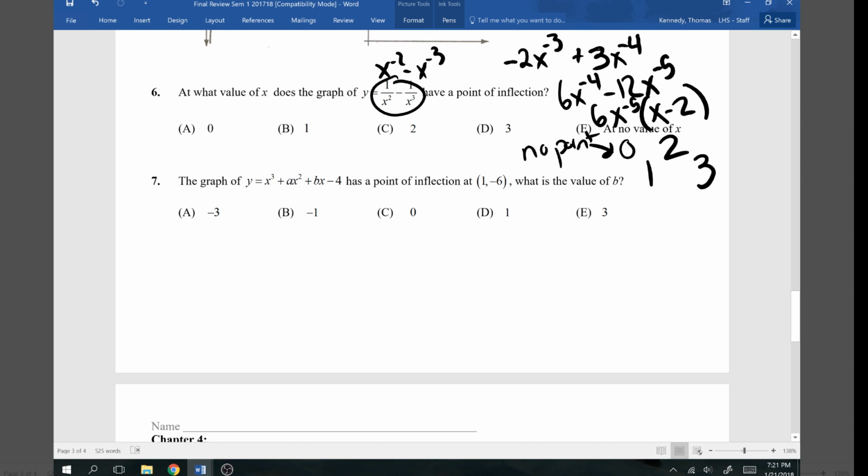But if I plug in 2 into the second derivative, which is this guy right here, the values on either side, I get positive when I plug 1 into this, and negative when I plug 1 into the second thing, and so I get negative. And when I plug in 3, they're both positive, and so that is a point of inflection. So at 2, there is a point of inflection. Huzzah! All right, I need to do 7.